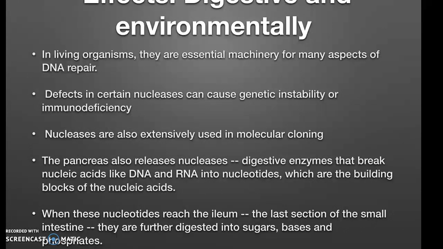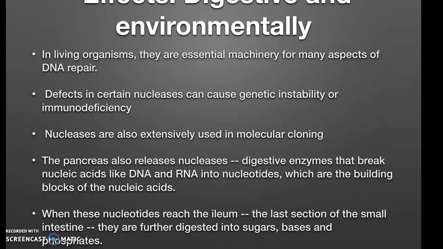So now its effects on the digestive system and environmentally, both inside and outside of the body. In living organisms such as humans, animals, bacteria, plants, well, plants are a bit different, but they are essentially machinery for many aspects of DNA repair. Defects in certain nucleases can cause genetic instability or immunodeficiency. And so this within humans can cause defects when born and can cause a weak immune system, causing many health issues within the newborn child or even at times an adult.